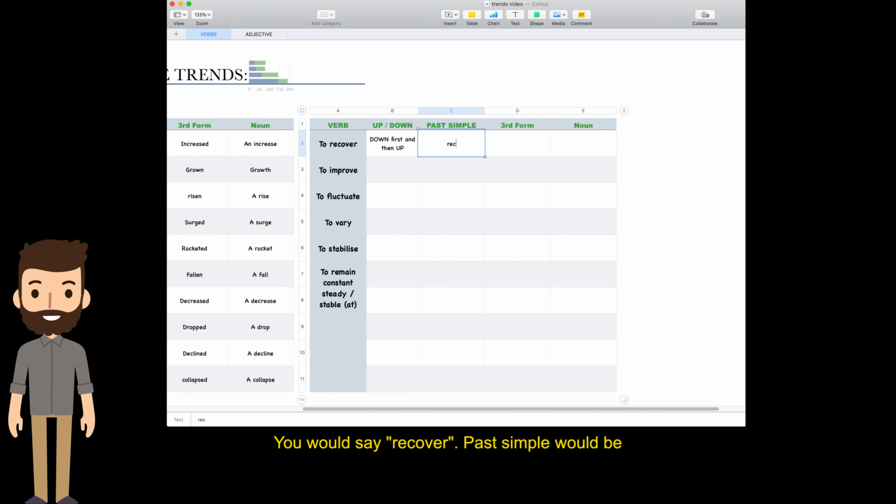Past simple would be recovered. Third form is also recovered. And the noun would be recovery.